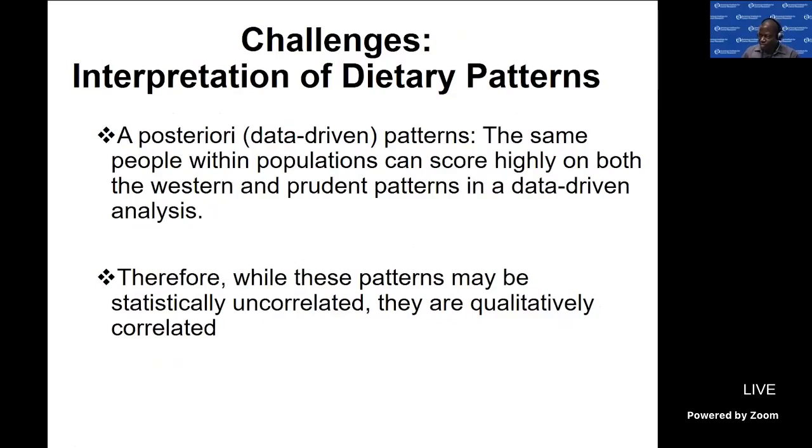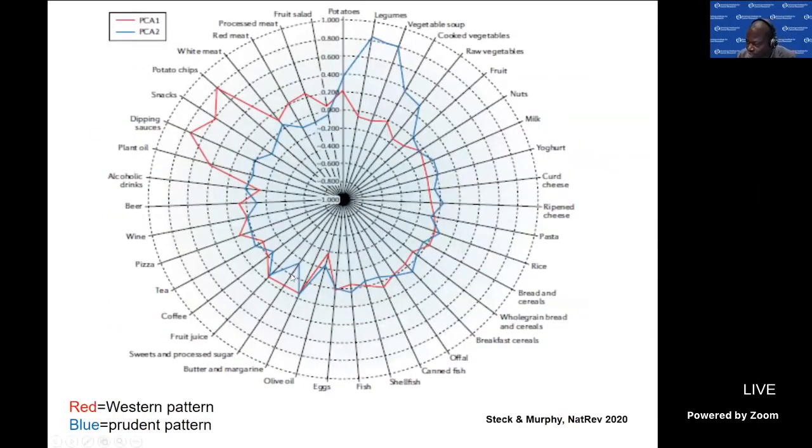The a posteriori or data-driven patterns, as I mentioned previously, track how foods are combined and consumed in the population. So the same people within populations can score highly on the Western dietary pattern and also highly on the prudent dietary pattern. This is in contrast to the index-based patterns, where your adherence is either high or low, not high and low. And so it makes it easy when people are classified in one direction of the score, so that you can easily know what to reduce and what to increase in the dietary pattern towards disease prevention. But for the a posteriori or data-driven dietary patterns, that's not exactly the same.